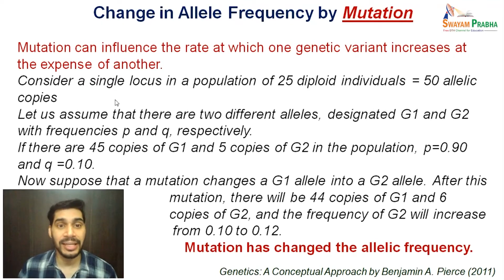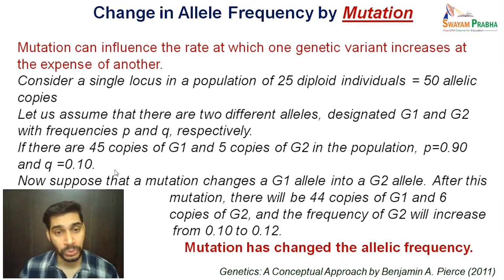Consider a single locus in a population of 25 diploid individuals. So the number of alleles will be multiplied by 2, that is 50. Now let us assume that there are two different alleles, G1 and G2, whose frequencies are depicted by p and q respectively. If there are 45 copies of G1 and 5 copies of G2 initially in the population, so p is 0.9 and q is 0.1 respectively.